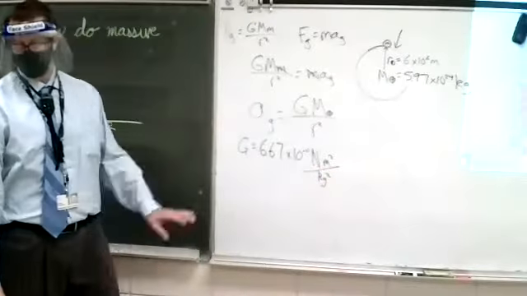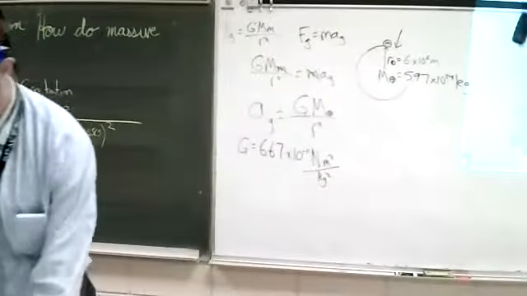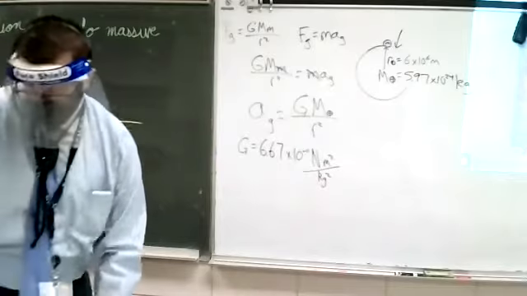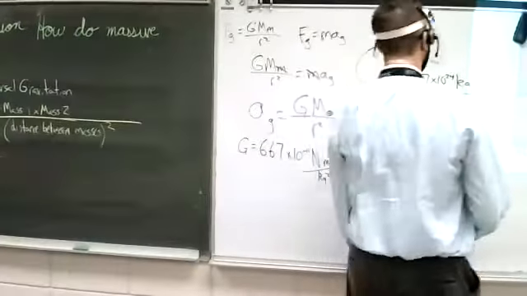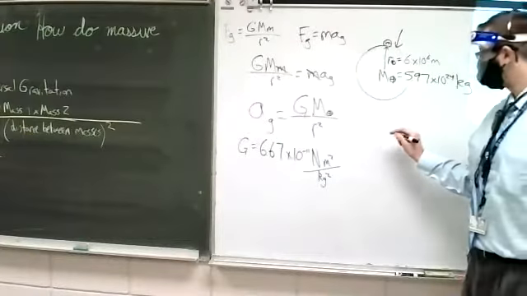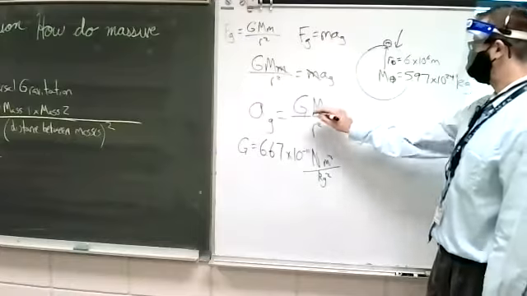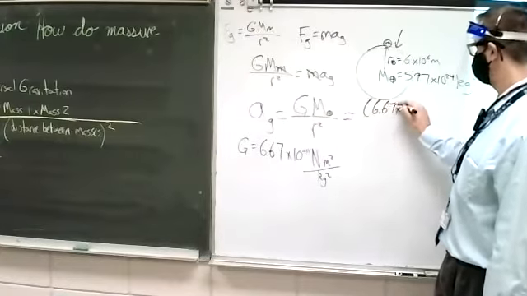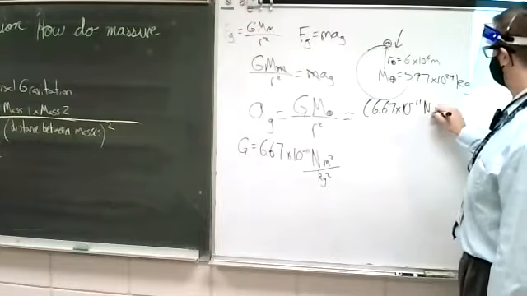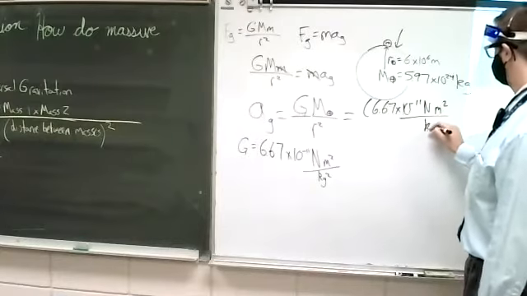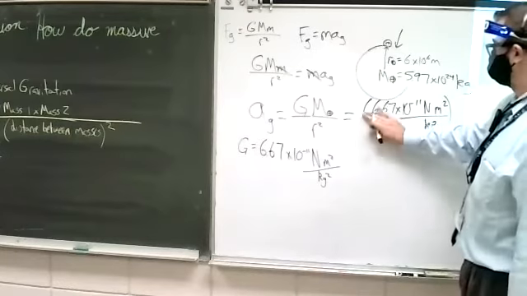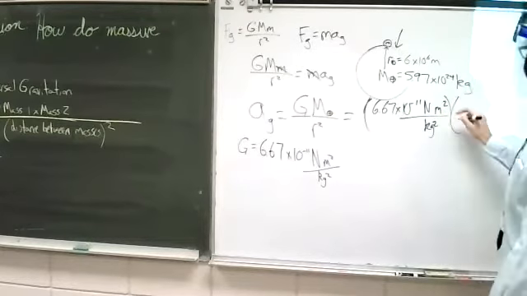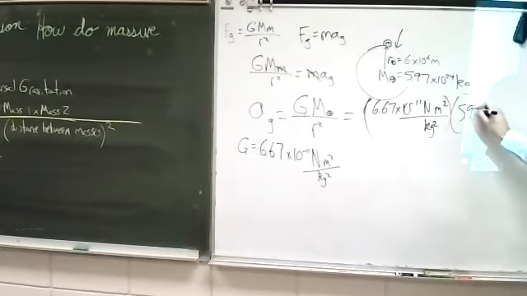So let's make those substitutions over here. G, 6.67 by 10 to the negative 11 Newton meters squared per kilogram squared. The mass of the Earth, this number, 5.97 by 10 to the 24th.